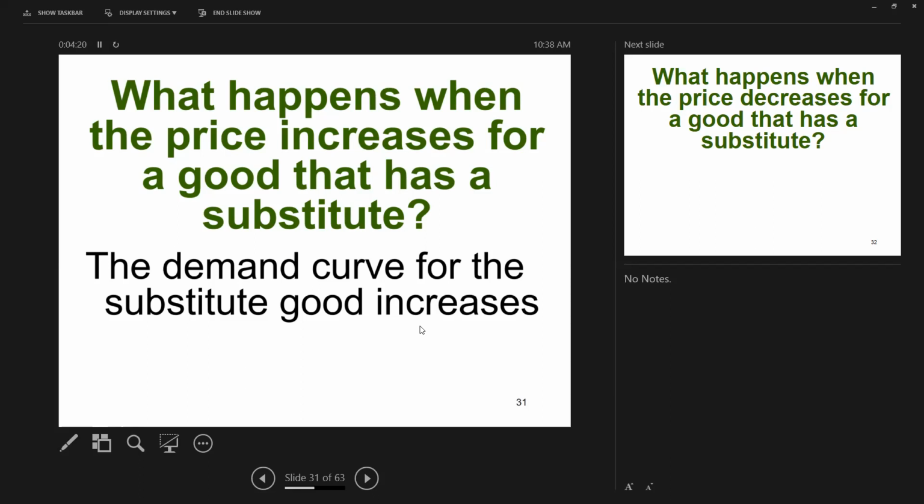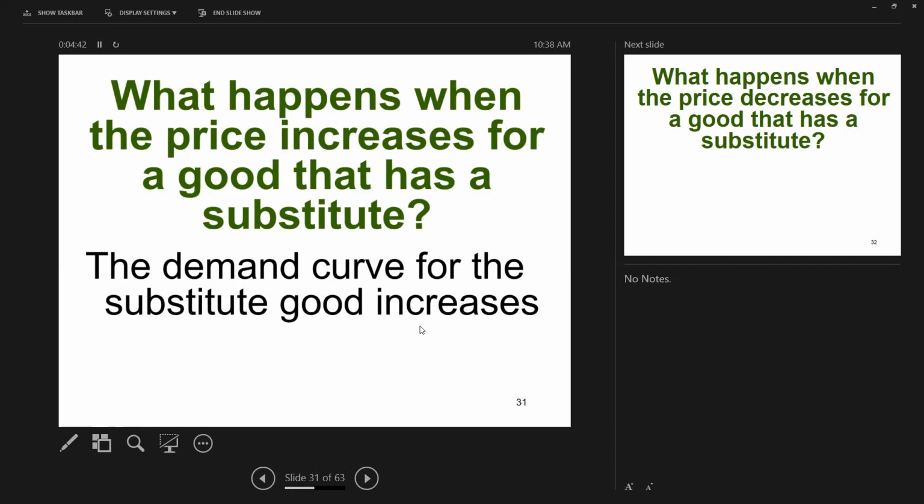So they're both selling at, say, $1.50 for a 2 liter, and Pepsi raises their price to $1.75. What would you expect to see happen to the demand for Coke? Would it go up or would it go down? And of course, the answer is it would go up.